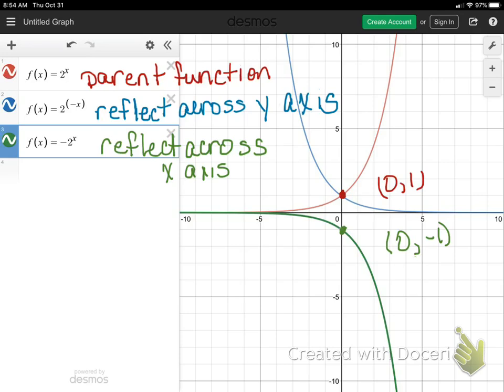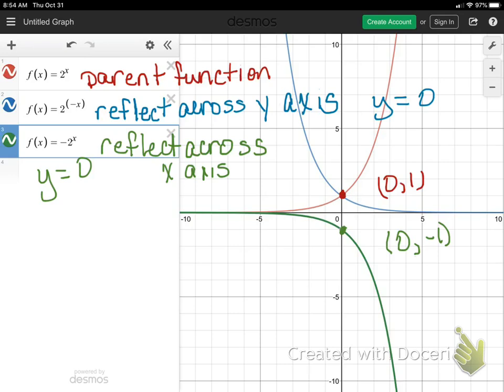Okay? So you have to pay attention to that. You have to look at that. You're always going to do the reflection across the y-axis or the x-axis first. Okay? Now, what is my horizontal asymptote to my green? What's my horizontal asymptote? It's still y equals 0. It's just underneath it instead of above it. For my blue function, my horizontal asymptote is still y equals 0.